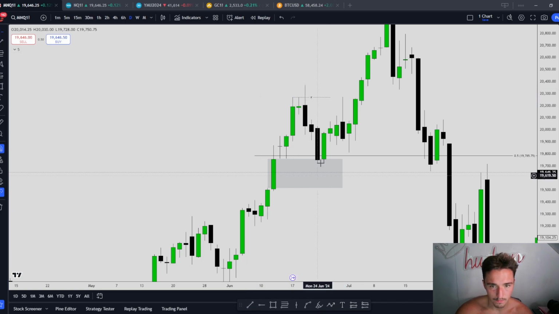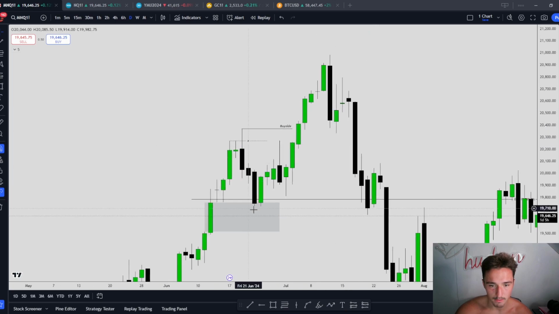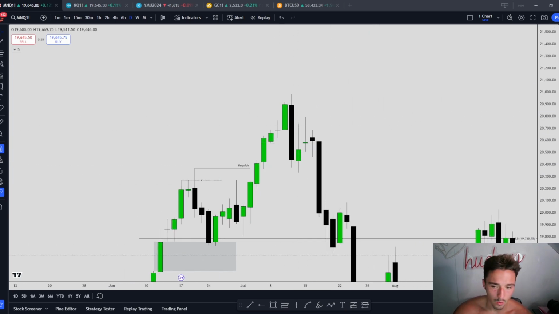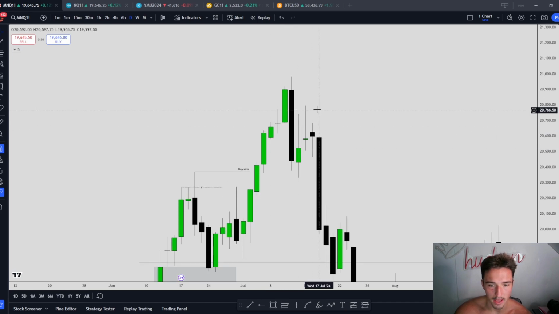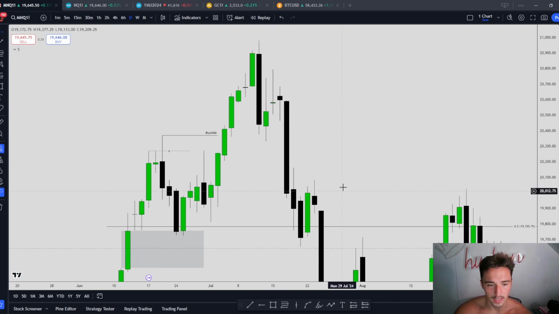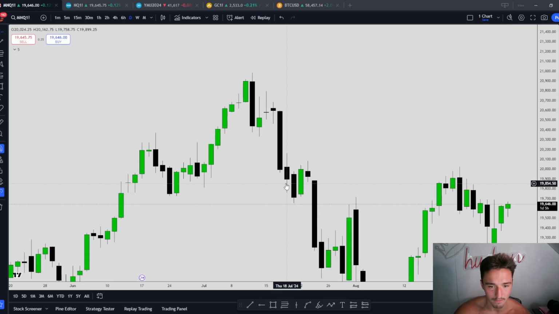Purge. Rotate back into a discounted PD array. Fair value gap, internal range liquidity. Where do we rotate to? Buy side, right? Right here, what happens? Don't worry, we will go into how to frame a reversal from here and why these were invalidated. But what do we see here? We start to flip to bearish order flow on the daily time frame.